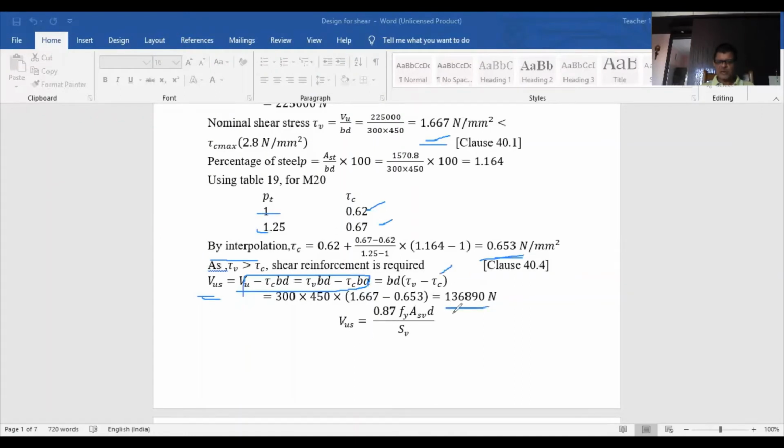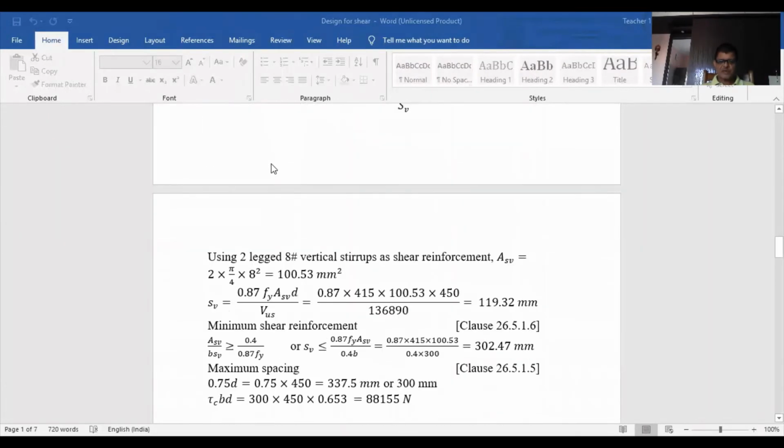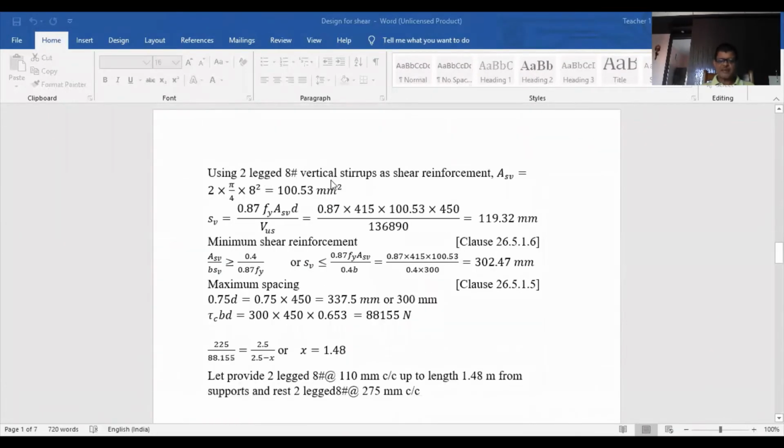It comes 136890. Then if you are using only vertical stirrups again here, we find out the stirrup spacing. Now what is the stirrup spacing? Calculate the stirrup spacing, which comes out to be, using 2-legged 8 mm bars, similarly as we have done in the last problem, Sv comes out to 190.